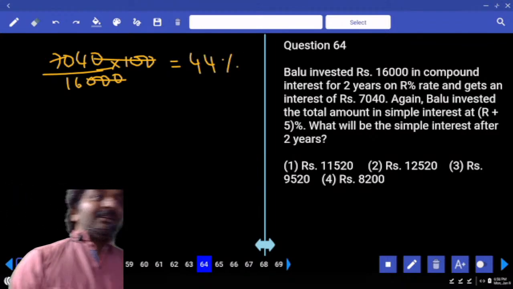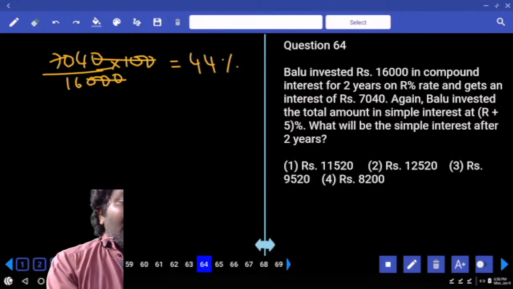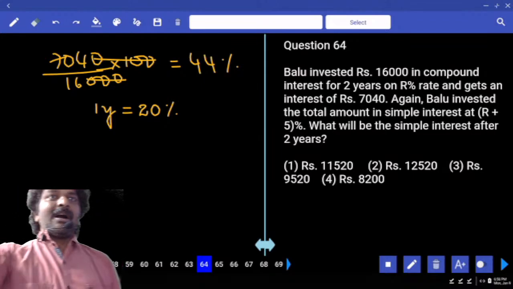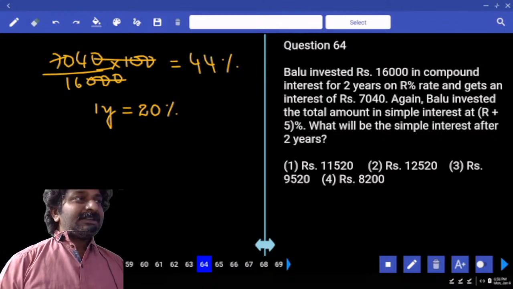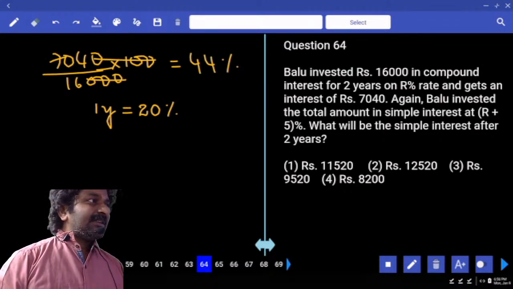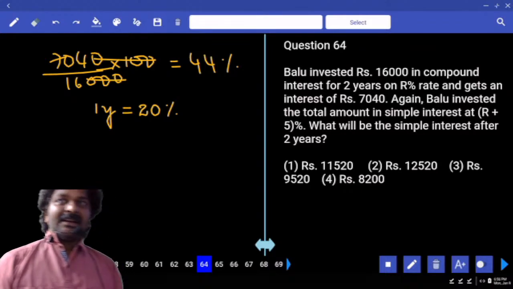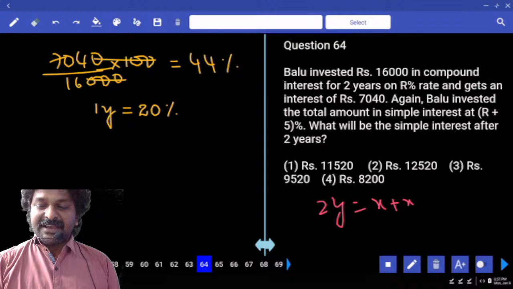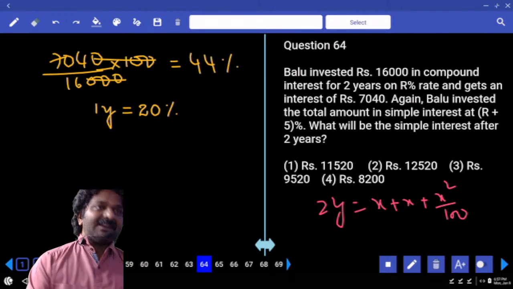That means compound interest for 2 years is 44, right? Then compound interest for 1 year, that must be equal to 20%. Then only compound interest for 2 years becomes 44. You already know the formula, right? X plus x square by 100. The rate of interest for the first year, it is x% per annum. Compound interest for 2 years, how do you calculate that? X plus x square by 100. This is compound interest for 2 years, where x is rate of interest per annum.